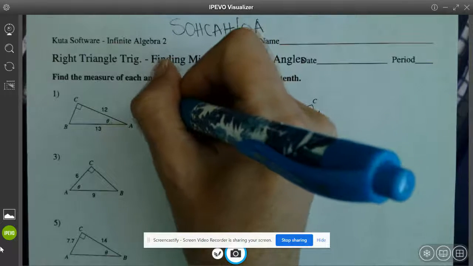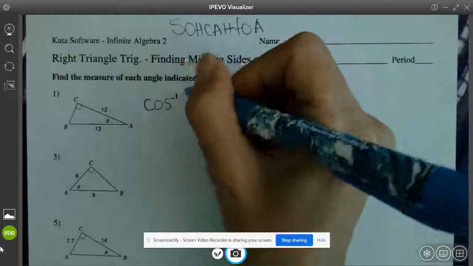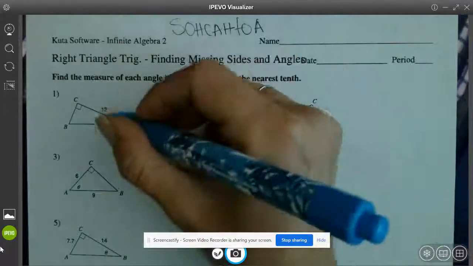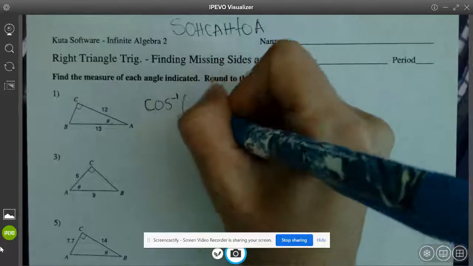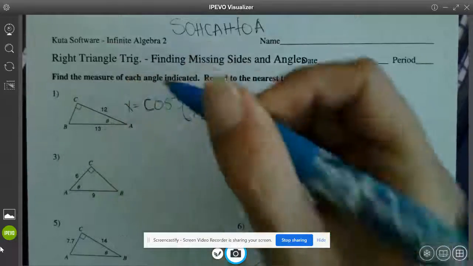I'm looking for the angle, so I'm going to use the inverse function, the inverse cosine. That's adjacent over hypotenuse, so that's 12 over 13, and that's what I'm looking for here.